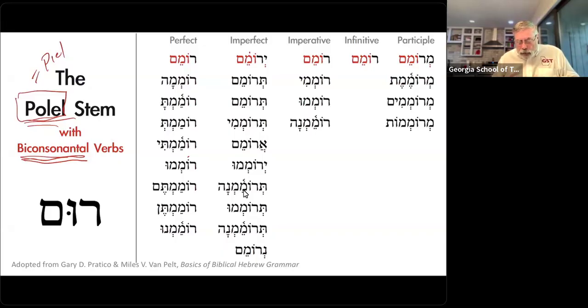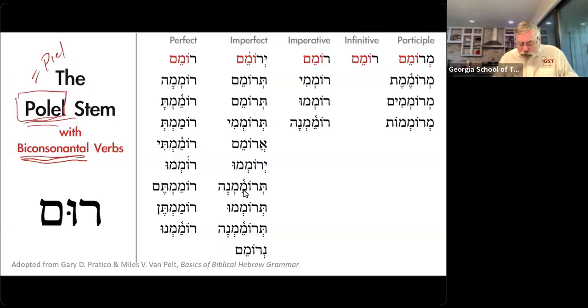But here we're talking about how biconsonant verbs do not occur in the PL, the PUL, or the HIPFIL stems. They don't occur. Instead, they occur in the POLEL, POLAL, and HIPPOEL stems. So basically, I don't know why. There's a whole new stem just for the biconsonantals with the PL. There's a whole new stem just for the biconsonantals with the PUL, which we'll get to next week. There's a whole new stem just for the biconsonantals with the HIPIL, which we'll get to in a couple of weeks. So I don't know. There's not much more to say about that.